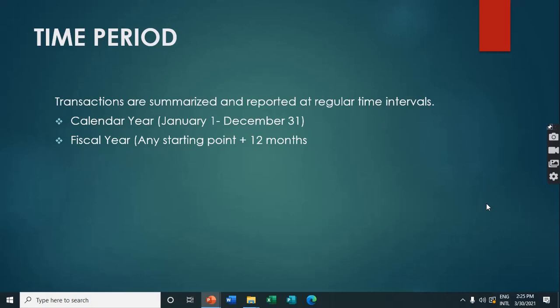So, for example, dito sa atin, sa SIAC, fiscal year tayo kasi nag-start yung school year natin sa August, for example, ngayon, August 2021, and mag-e-end siya ng July 2022. So, yun yung school year natin. And ang tawag doon is fiscal year. So, hindi tayo sa calendar. Fiscal year tayo. So, yun yung tinatawag nating time period.